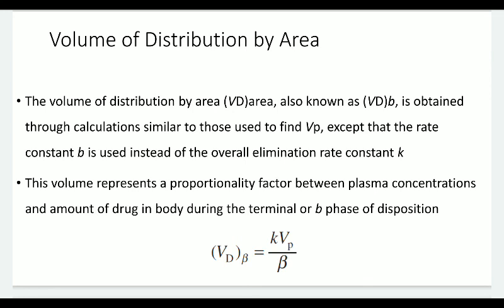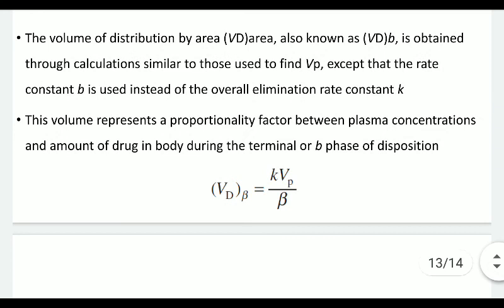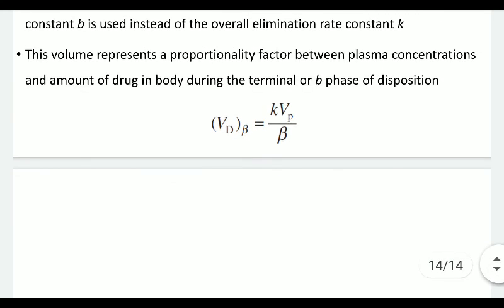This volume represents a proportionality factor between the plasma concentrations and the amount of drug in the body during the terminal or beta phase of disposition. So the mathematical equation to calculate volume of distribution by area is given. So you have to remember all these equations from the exam point of view.